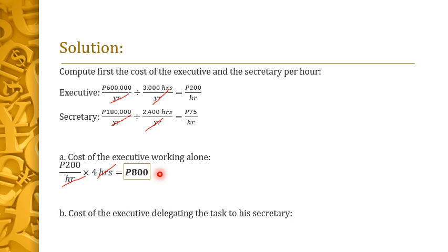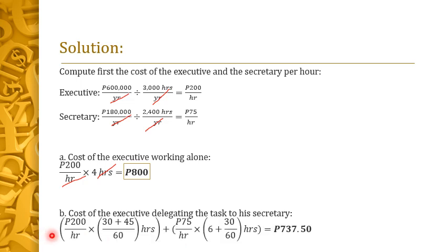But what is the cost if the executive delegates the task to his secretary? So you do note that in this case, both of them will work. First, the executive. The executive costs 200 pesos per hour, and he works 30 minutes to instruct his secretary plus 45 minutes to check the work of his secretary. Note that this is in minutes.